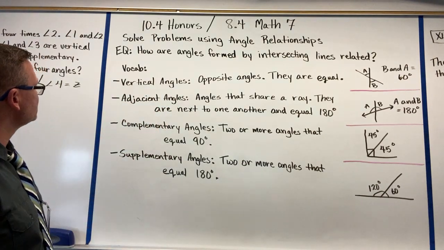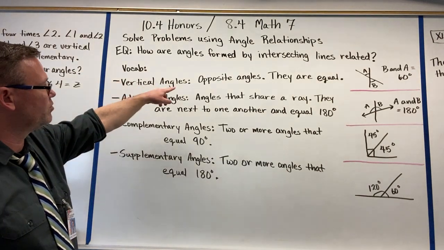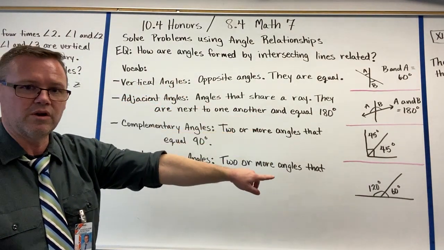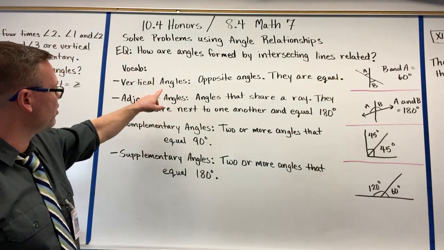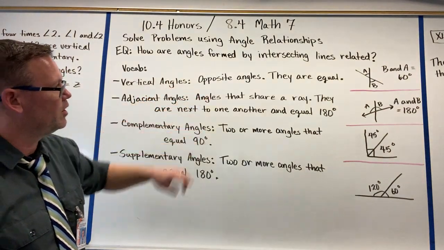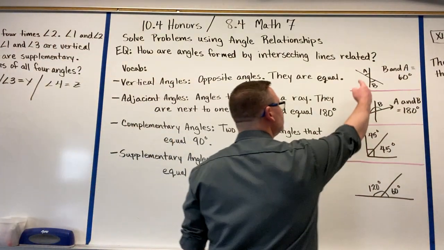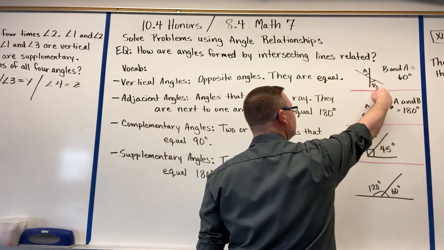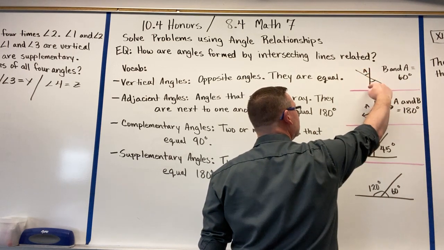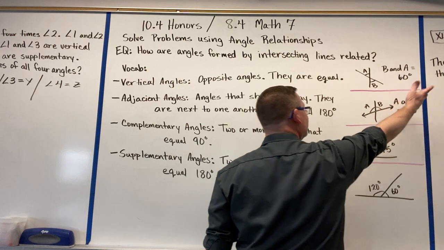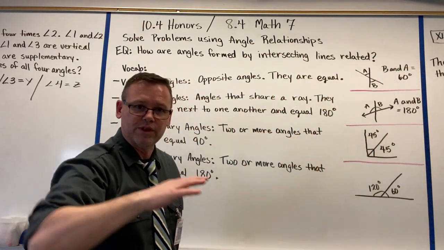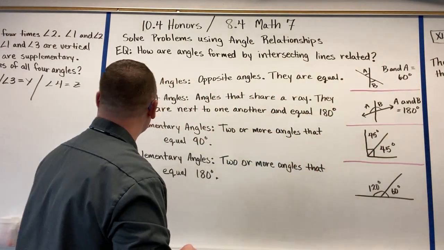Okay, it says vocab, vertical angles. Now I gave you an example for each one over on the right hand side. So vertical angles are opposite angles and they're always going to be equal. So see how A and B are opposite of each other. These are the intersecting lines, and A and B would both be like 60 degrees, for example. They would be equal to each other.